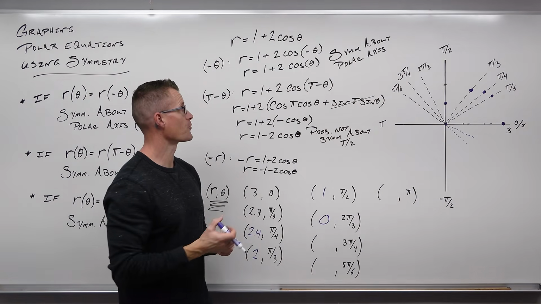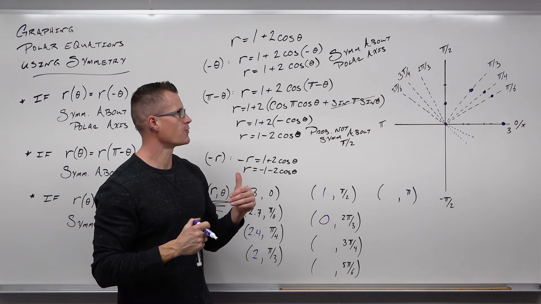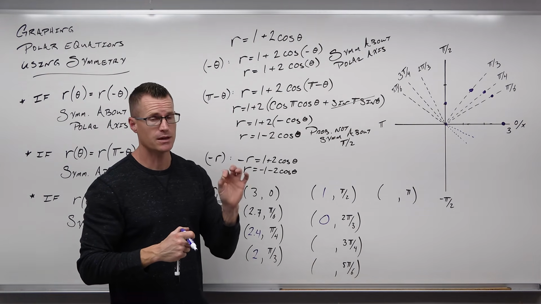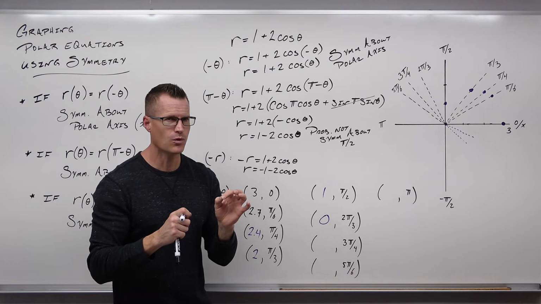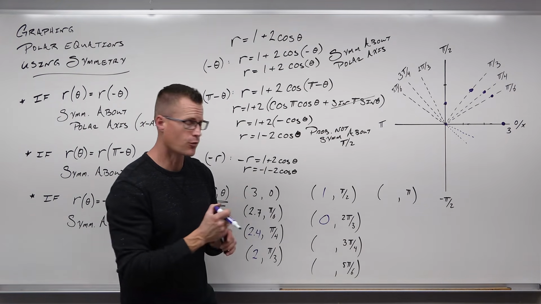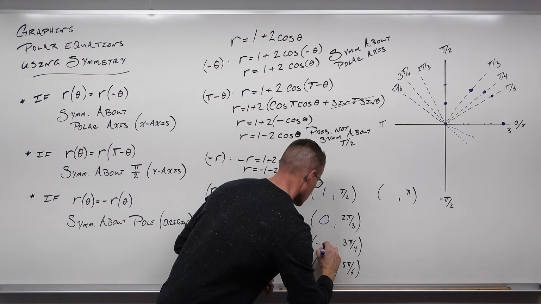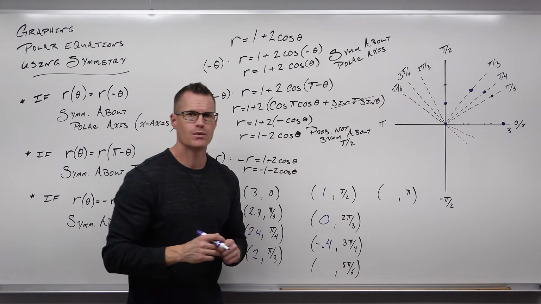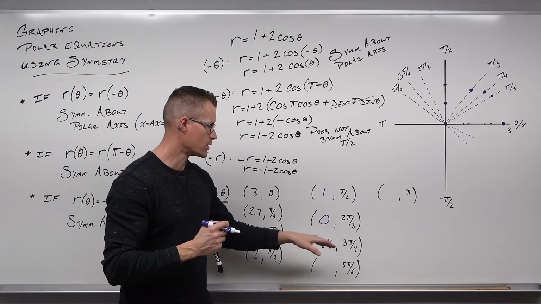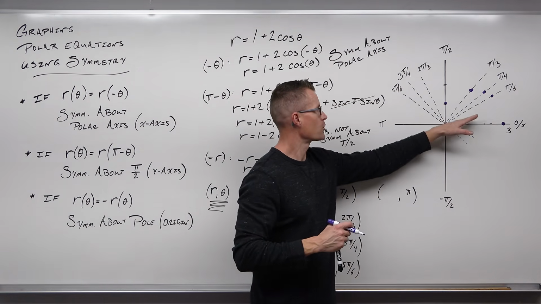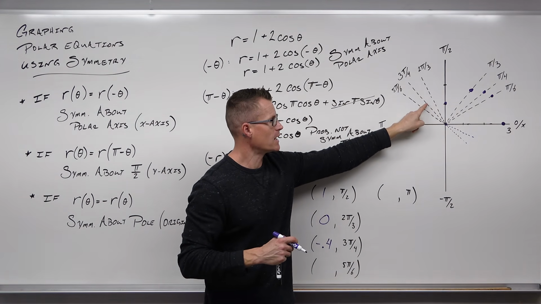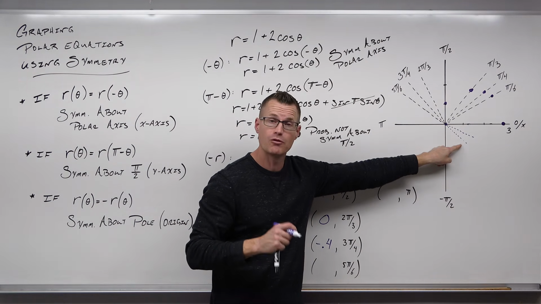Okay, let's try 3 pi over 4. Cosine of 3 pi over 4 is negative square root 2 over 2. Times 2, that's going to give you negative square root of 2. It's negative 1.41. 1 plus negative 1.41 is negative 0.41. We go, how in the world do we graph negative 0.41? Remember, these are polar coordinates. It says go to your angle, 3 pi over 4. Negative r would say, go along this ray in the opposite direction by 0.4.